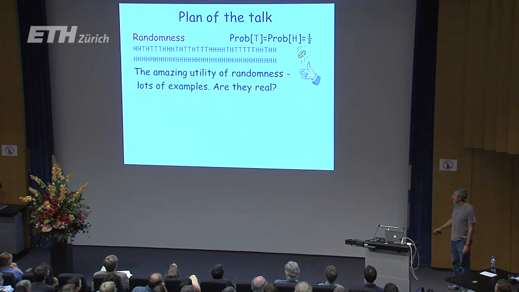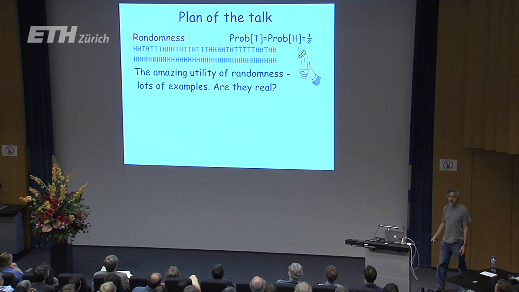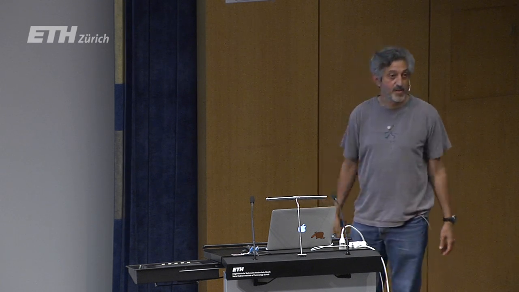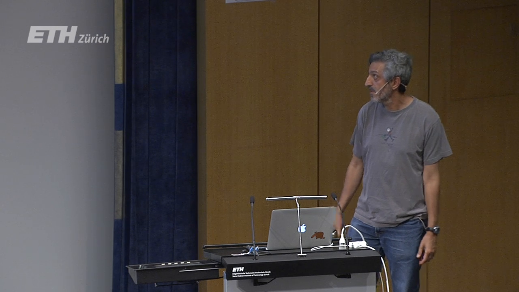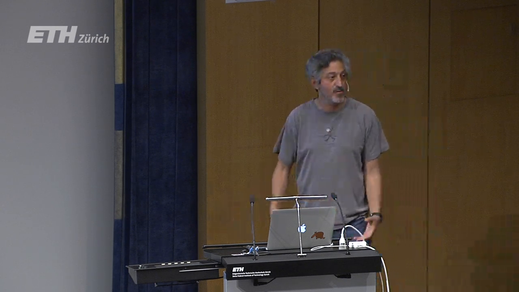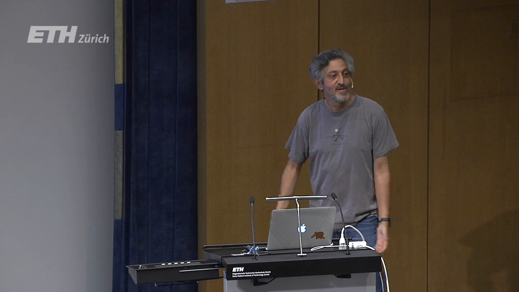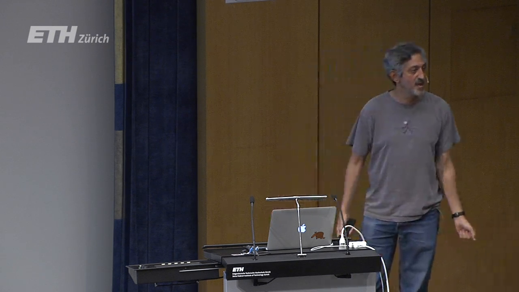And what we will see is that the ability to have such random sequences is amazing. I mean, you get a lot out of them. Some of these examples you will have seen, and some of them maybe you haven't. I'll give you lots of examples to show that randomness is really, really useful. And then we'll ask ourselves, can you really use it? I mean, where do you get these random bits from? That will be a fundamental question.